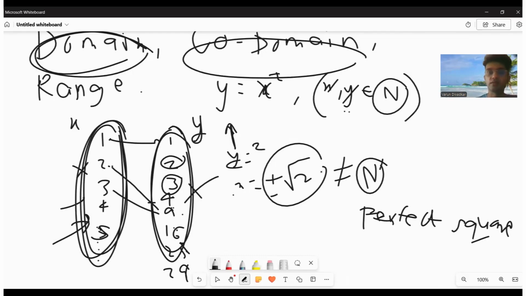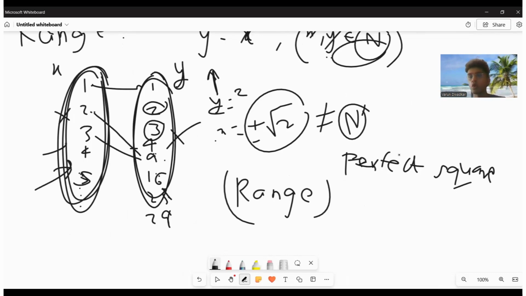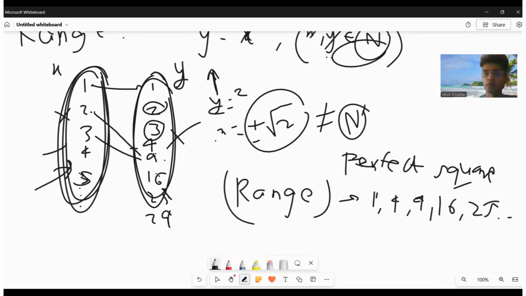So this means that the possible values which y can take cannot be all natural numbers, but it's going to be some subset of these natural numbers, right? And this subset is basically called the range. So the range of the function is basically the set of all possible values which y can attain. So that's basically 1, 4, 9, 16, 25, so on and so forth. So all these are natural numbers, but not all the natural numbers.